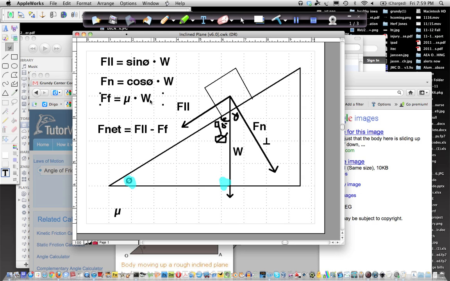Well, how come this is important? The force due to friction is the coefficient of friction, whatever that is, times force normal. And the net force acting on this object, then, is the net force equals force parallel minus force due to friction.